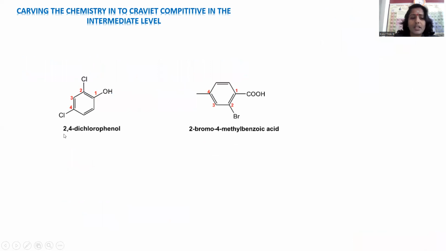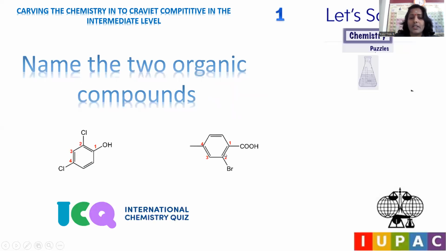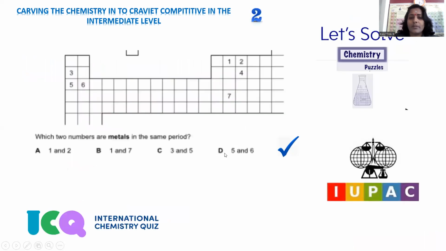So, 2,4-dichlorophenol is the IUPAC name of compound 1, and 2-bromo-4-methylbenzoic acid is the IUPAC name of compound number 2. This is regarding IUPAC nomenclature. Let's move on to question number 2.